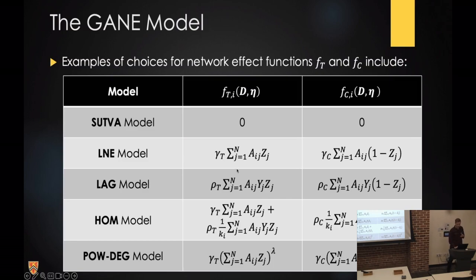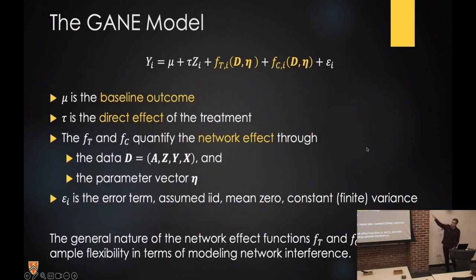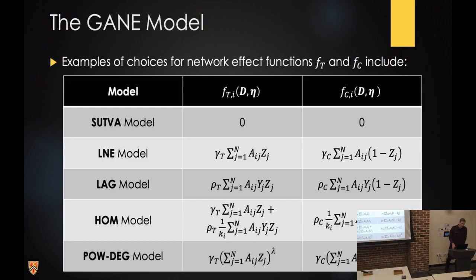The next most basic version of the model is to take those two functionals, the FT and the FC, to basically just add up how many treated neighbors do I have, how many control neighbors do I have. So that would turn this expression into an ordinary linear regression with 3 covariates. One covariate is treatment assignment, the other covariate is simply how many of my neighbors are treated, and the third covariate is how many of my neighbors are controlled. Very straightforward, very easy to fit as an ordinary least squares regression, but also maybe a little too simple.